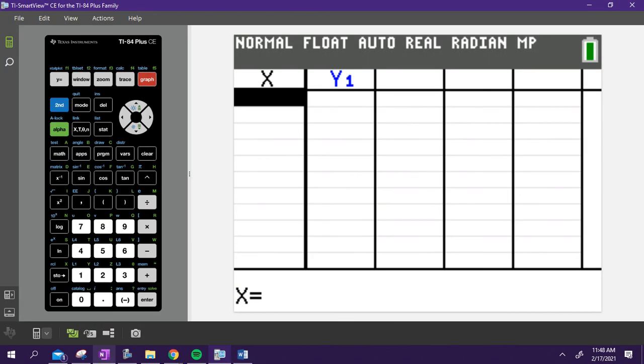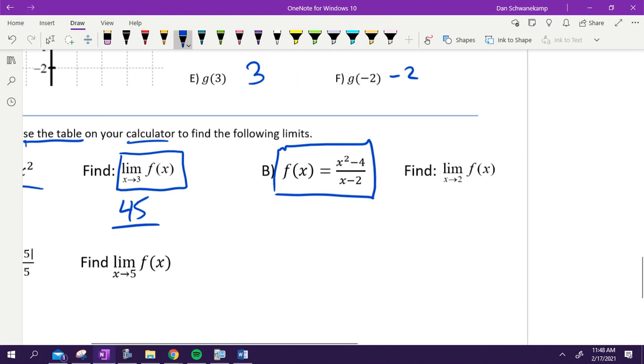So what's the easiest way to find that limit? Just plug in 2. We don't have to do all the rest of that stuff. Just take 2, plug it in. Oh, no. I got an error. Why did I get an error for this specific equation when I plugged in 2?